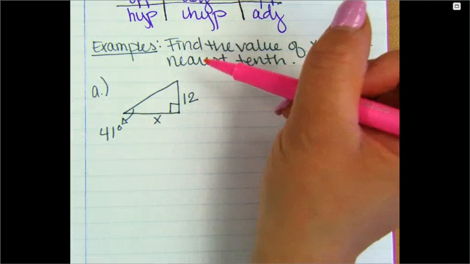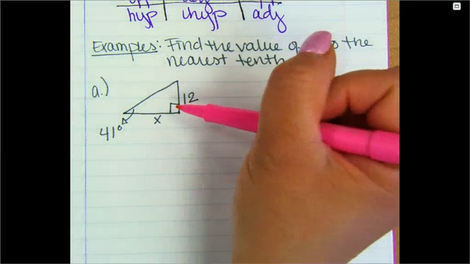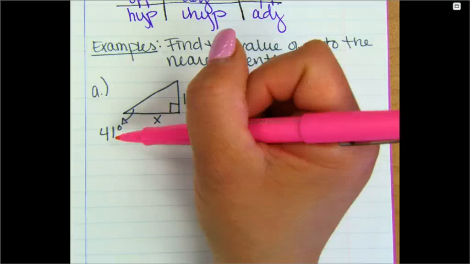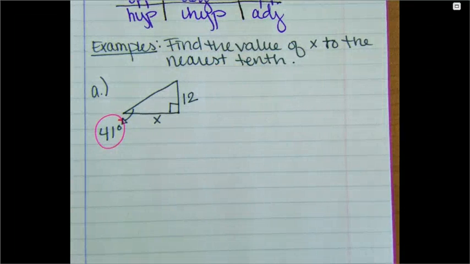So I'm going to do the same thing. I'm going to not really deal with the 90 degrees. It needs to be in there, but I'm not going to really use it, okay? I'm going to use the angle that's given. And what angle is given? 41 degrees. So we're going to circle the 41 degrees. That's the angle I want to use.